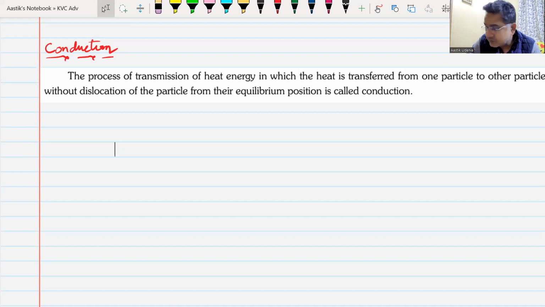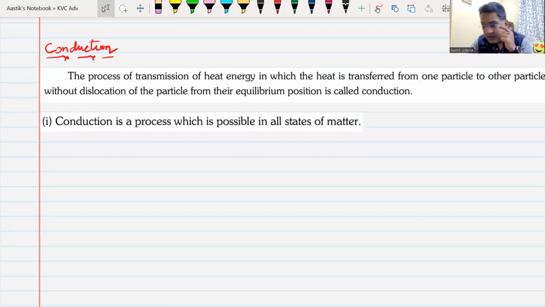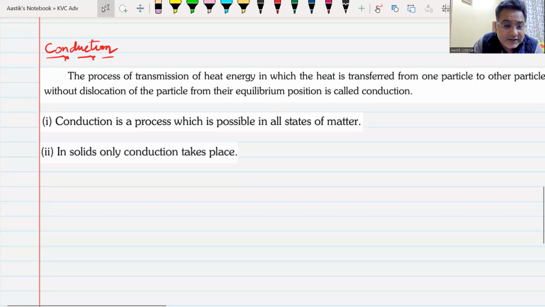The particles do not get dislocated from their positions. They remain in their positions, vibrating. Energy gets transferred. Now, this conduction takes place in all types of matter, whether they are solid, liquids, or gases, but it can only take place when particles are close to each other, and therefore this is the prominent mode of heat transfer in solids. In liquids and gases also conduction takes place, but the rate of conduction is very, very slow.